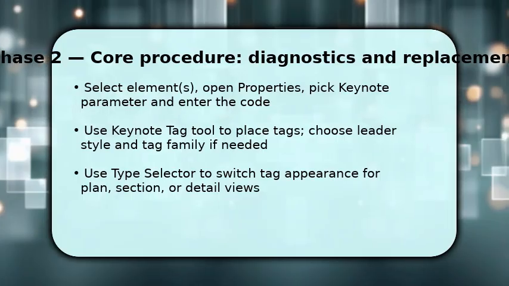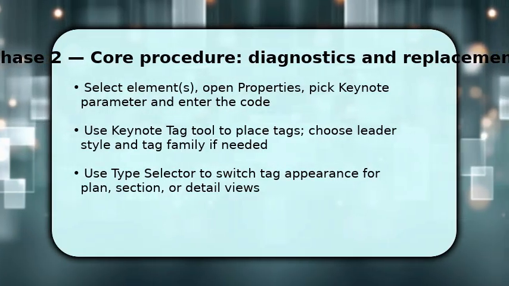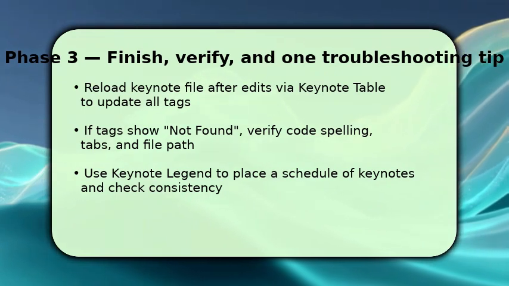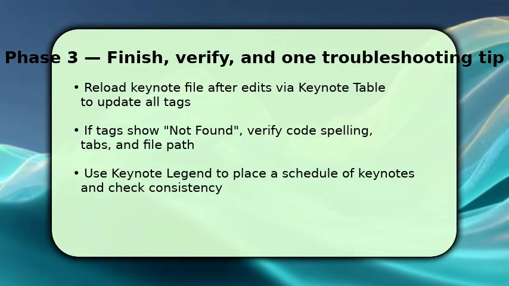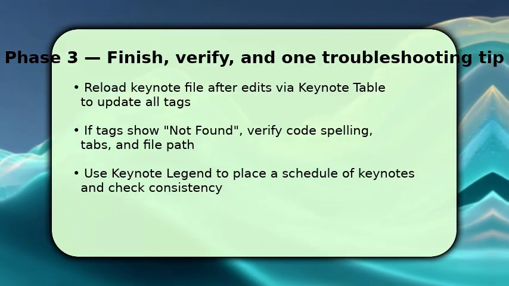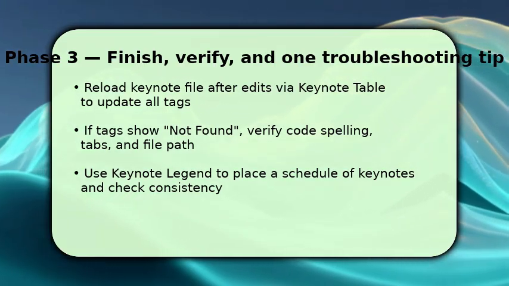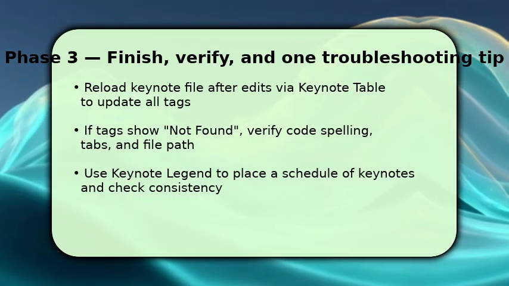To finish, update any changes by reloading the Keynote file in the Keynote table so tags refresh across the model. If you see tags read "not found" or show incorrect text, check for typos, ensure each line uses a single tab separator, and confirm Revit's file path matches the saved file.